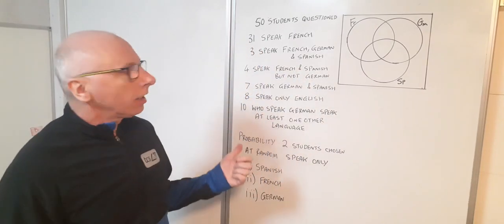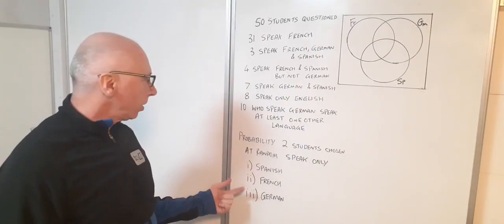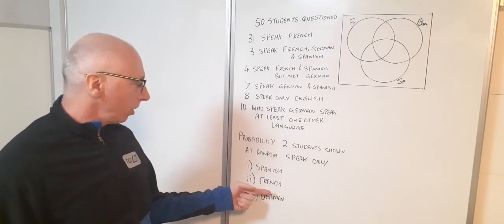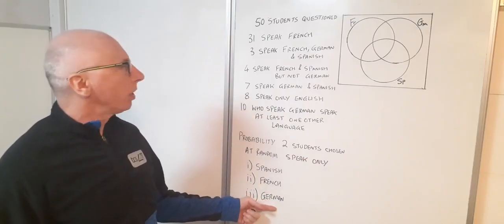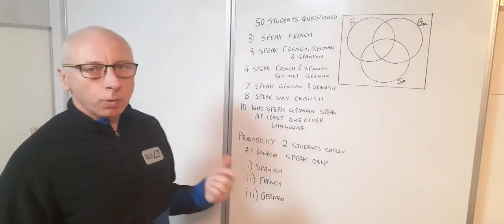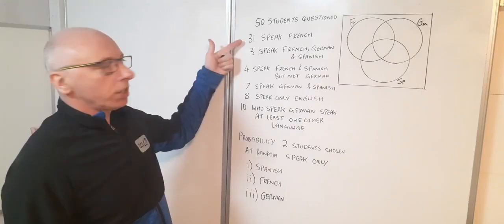So I've got a question here. We want to find the probability of these three situations: the probability that two students chosen at random speak only Spanish, French or German. And we've got some information about the 50 students questioned in a survey. So we've got these 6 conditions here.